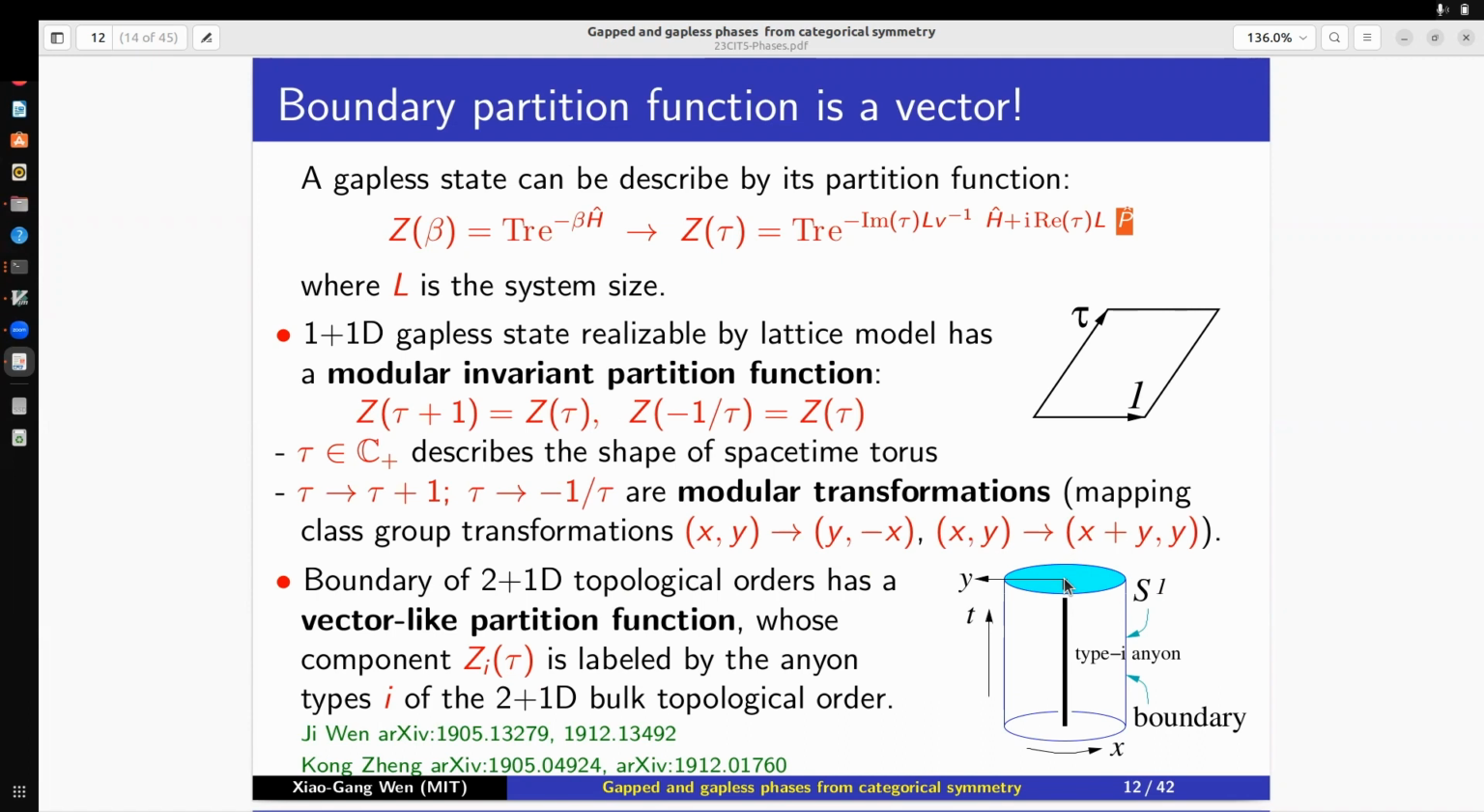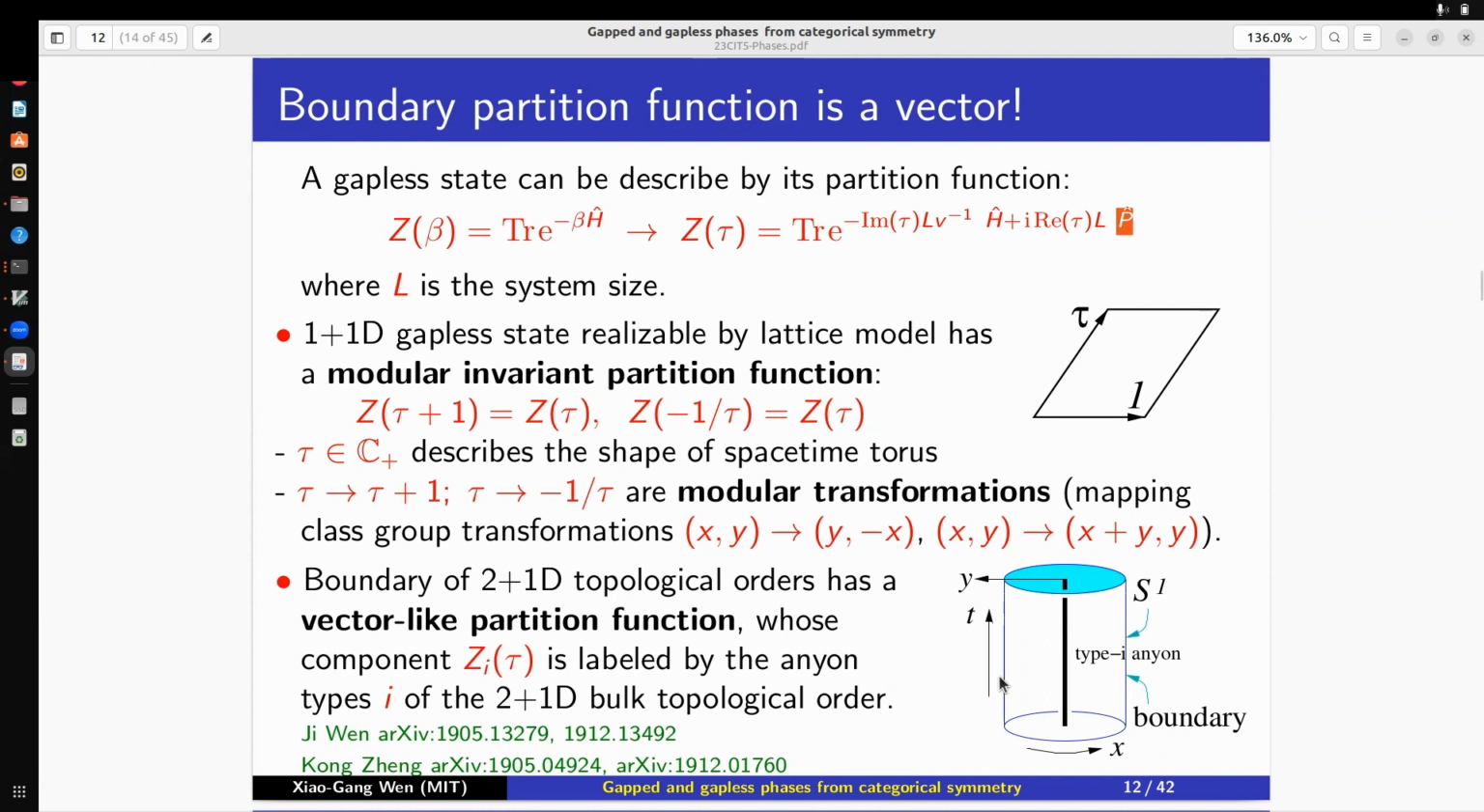This anyon is far away from the boundary, so we think the boundary is not affected. We have another partition function. However, inserting an anyon in the center of the disk is like changing the sector, or changing the boundary condition as you go around the loop. So it gives you another partition function in a different sector. For each anyon type, we get a sector and another partition function. So the partition functions are labeled by the anyon type.